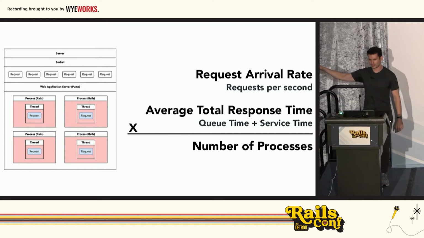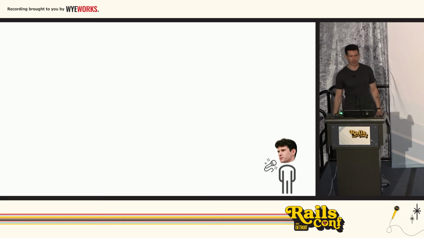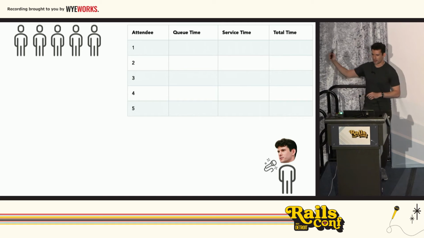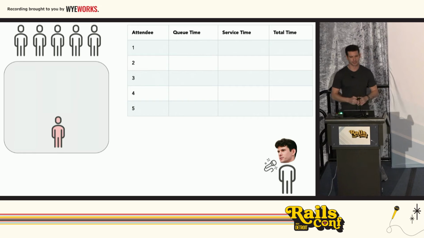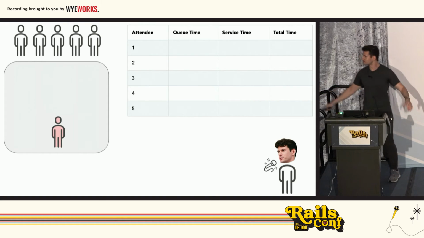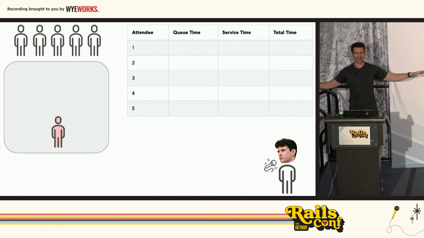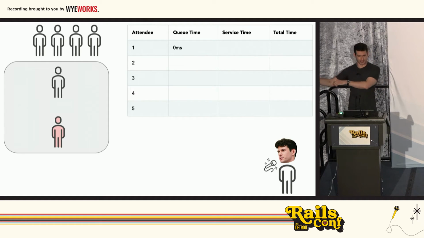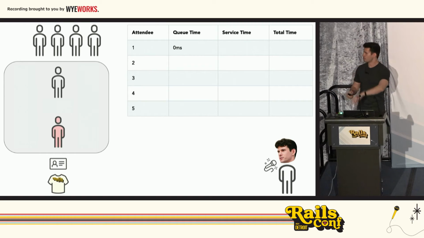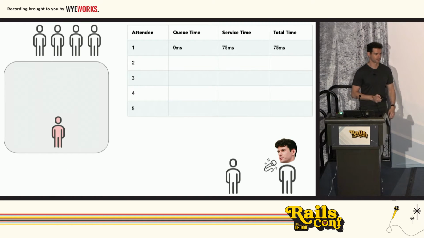To visualize this, let's go back to our example of getting into RailsConf. Say we've got 5 attendees arriving per second, and a volunteer at one of our stations can process an attendee in 75 milliseconds. Told you our volunteers were fantastic. Totally reasonable amount of time right there. At this pace, the first attendee wouldn't spend any time in line. They walk right into a station where our volunteer scans their ticket, grabs their name badge and t-shirt, and moves them through the door in 75 milliseconds.